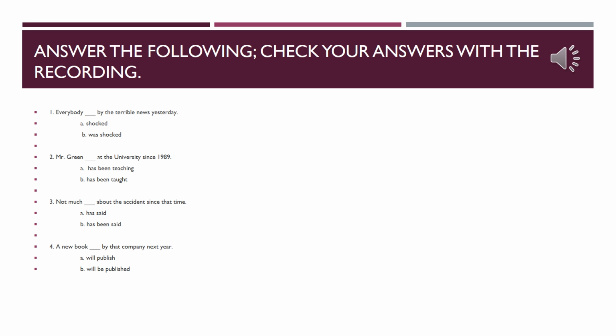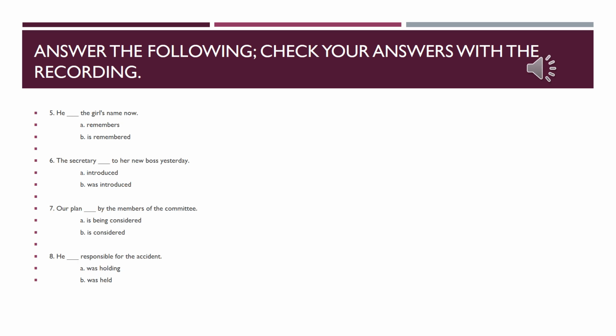And then number 4, we've got another by phrase there. A new book will be published by that company next year. The company is the doer. The book is the receiver. That is the passive voice. He remembers the girl's name now. He does the action. The secretary was introduced to her new boss yesterday.